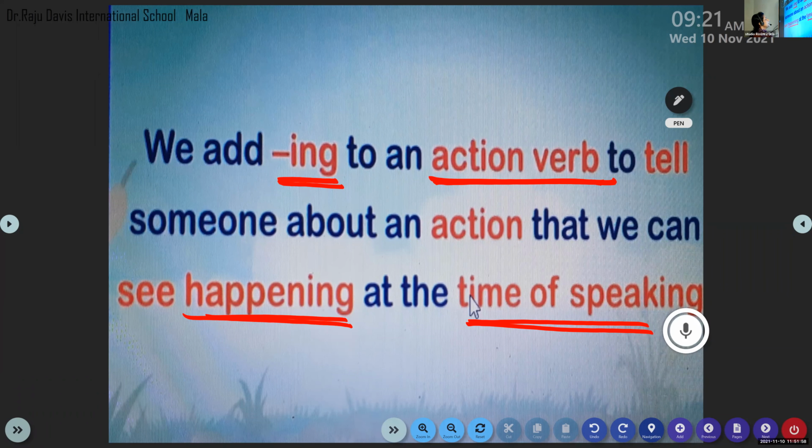Are you not sitting? Yes. Are you not listening? Yes. So all these actions are taking place now. So to that action, we have to add ing to show that the action is happening now, at the time of speaking.